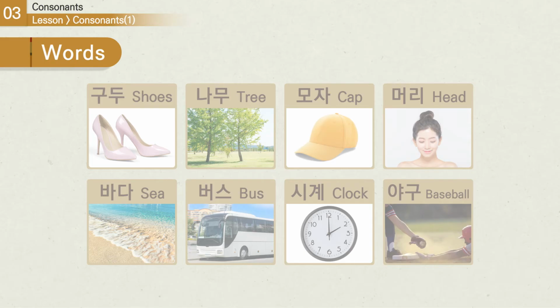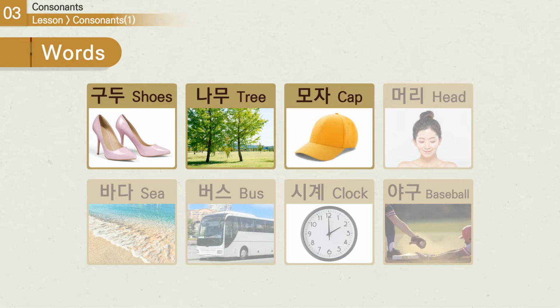Next, let's try reading some words that use the characters we have learned about so far. While you are reading along with me, think about what each word might mean. 구두, 나무, 모자, 머리.